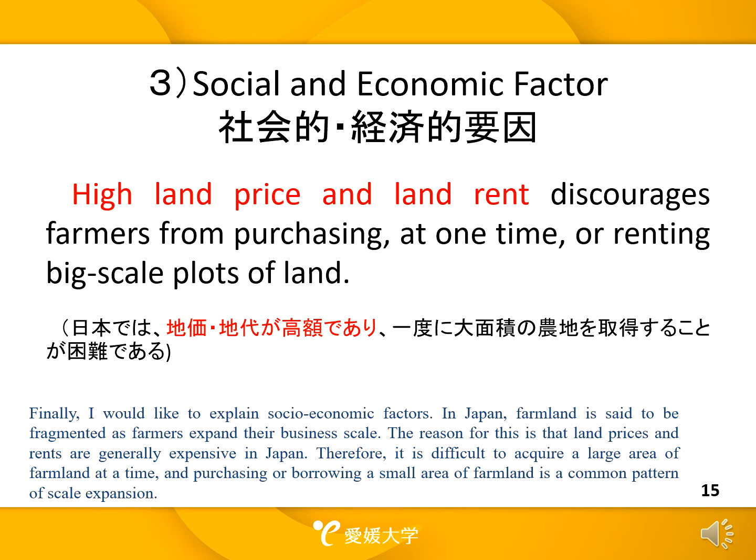Finally, I would like to explain socio-economic factors. In Japan, farmland is said to be fragmented as farmers expand their business scale. The reason for this is that land prices and rents are generally expensive in Japan. Therefore, it is difficult to acquire a large area of farmland at a time, and purchasing or borrowing a small area of farmland is a common pattern of scale expansion.